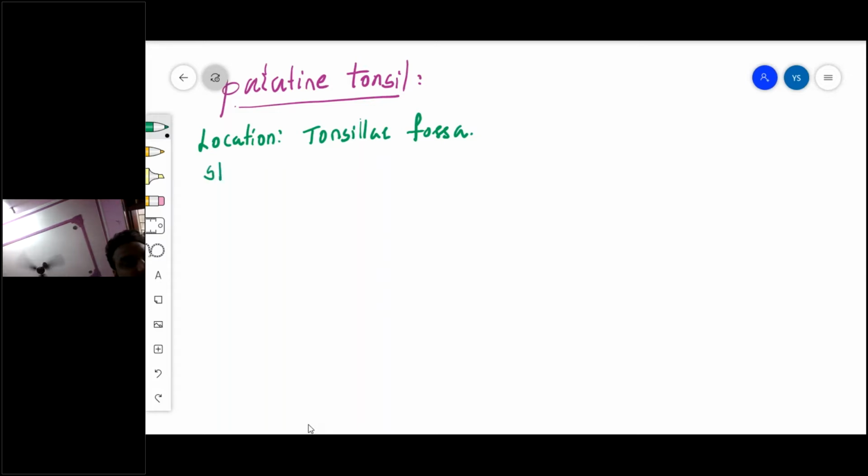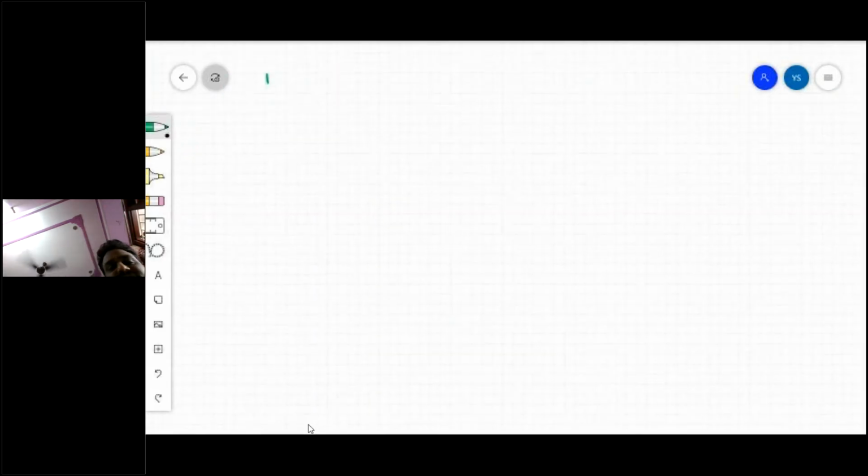Okay. And next we come to the shape of the palatine tonsil. This one is almond shape. That is the shape of palatine tonsil. And now, straight away, we come to the parts of the palatine tonsil. So we see the first parts in the picture. Then after that we write the notes.